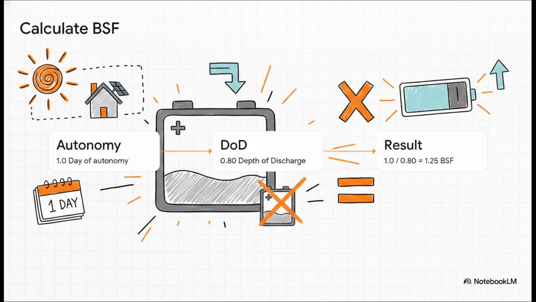Step 1. We never simply match the battery size to the load. We must calculate the battery sizing factor, or BSF. For this example, our engineering criteria demand exactly 1 day of total off-grid autonomy. But we have to protect the internal chemical structure of our lithium battery bank. Deep cyclic draining causes permanent degradation, so we strictly limit our maximum depth of discharge to 80%, or 0.80. Executing the math here: 1 day of autonomy divided by a 0.80 depth of discharge gives us a structural battery sizing factor multiplier of exactly 1.25.